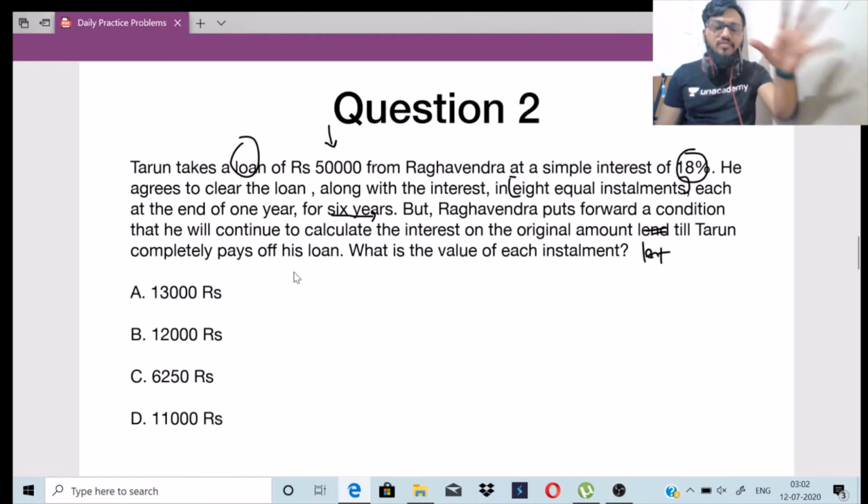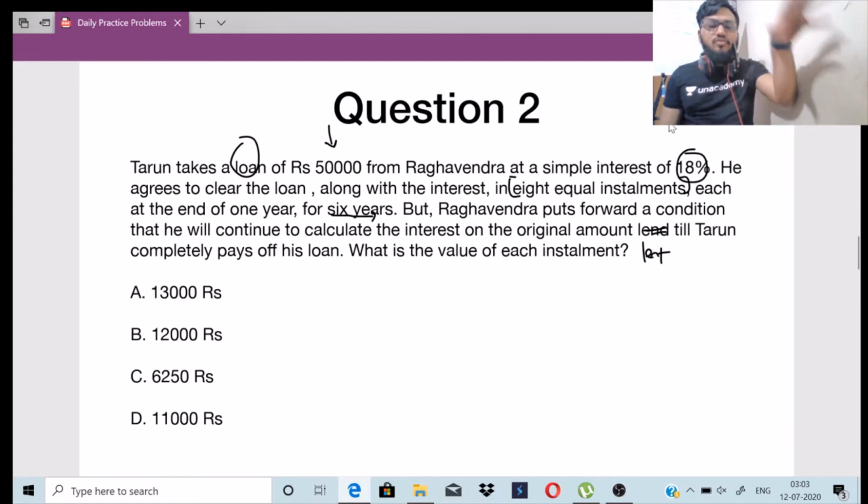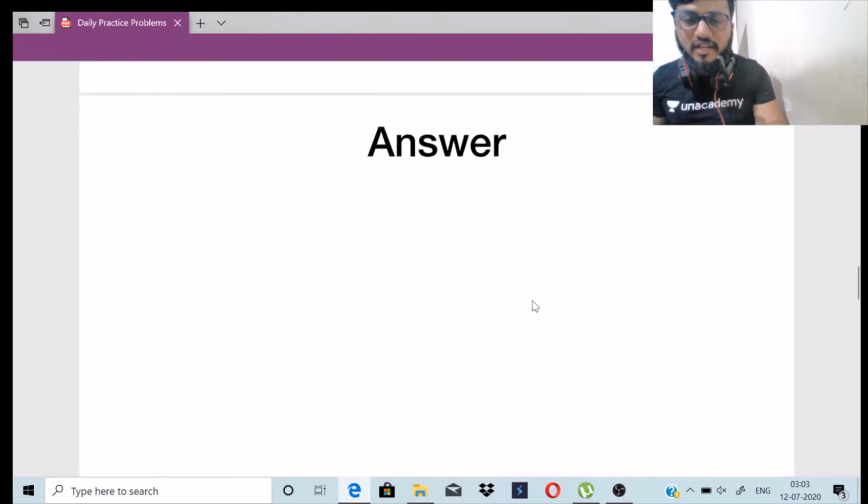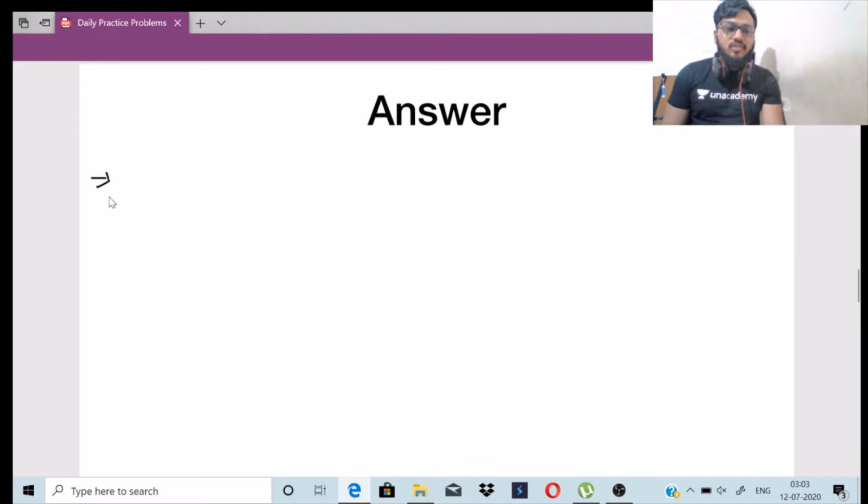50,000 is the principal, simple interest of 18%. This is covered for 6 years continuously. Then you have to take down the total amount and divide that by 8. 6 years continuously this person is paying 8 equal installments and the principal is 50,000. It's a simple question again. So let's solve this.